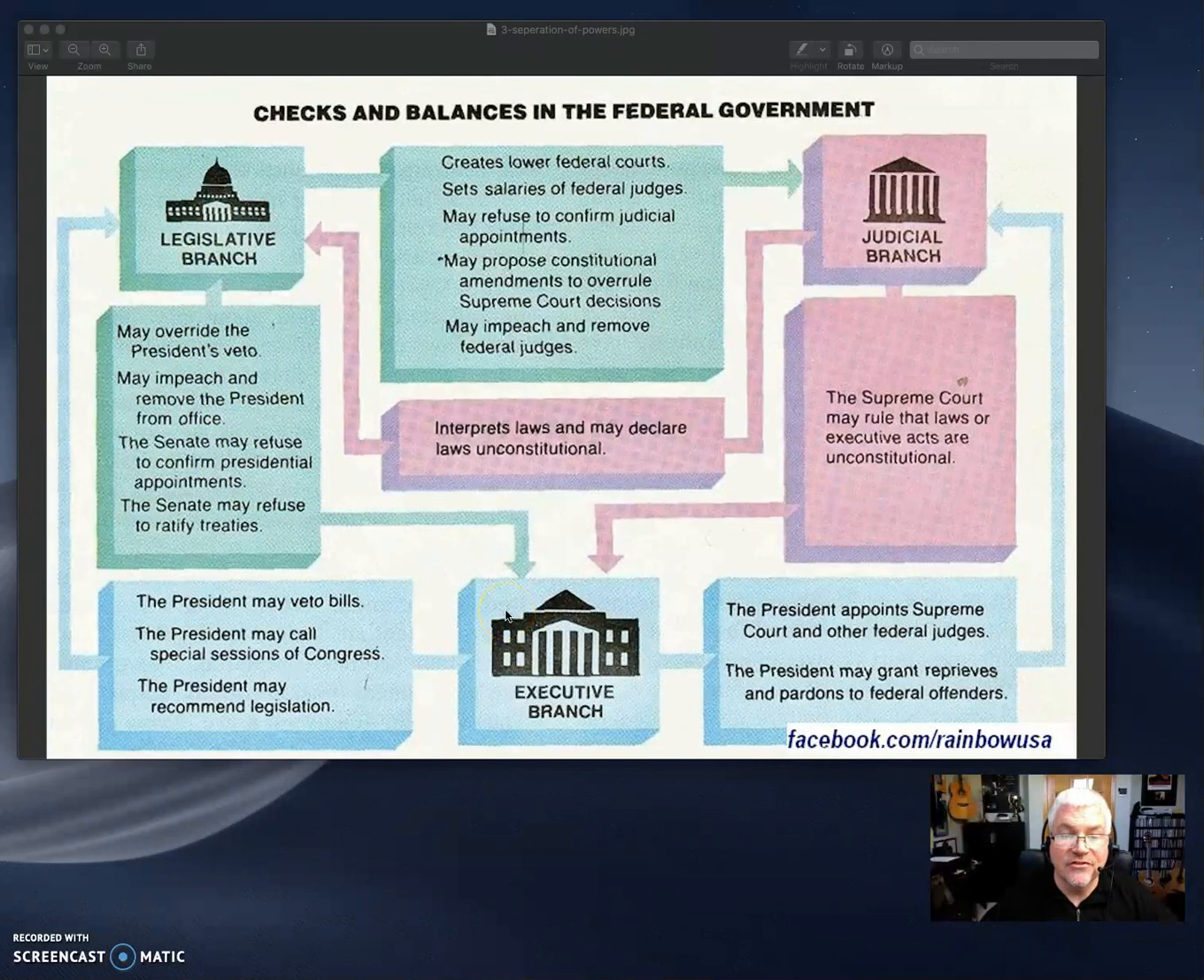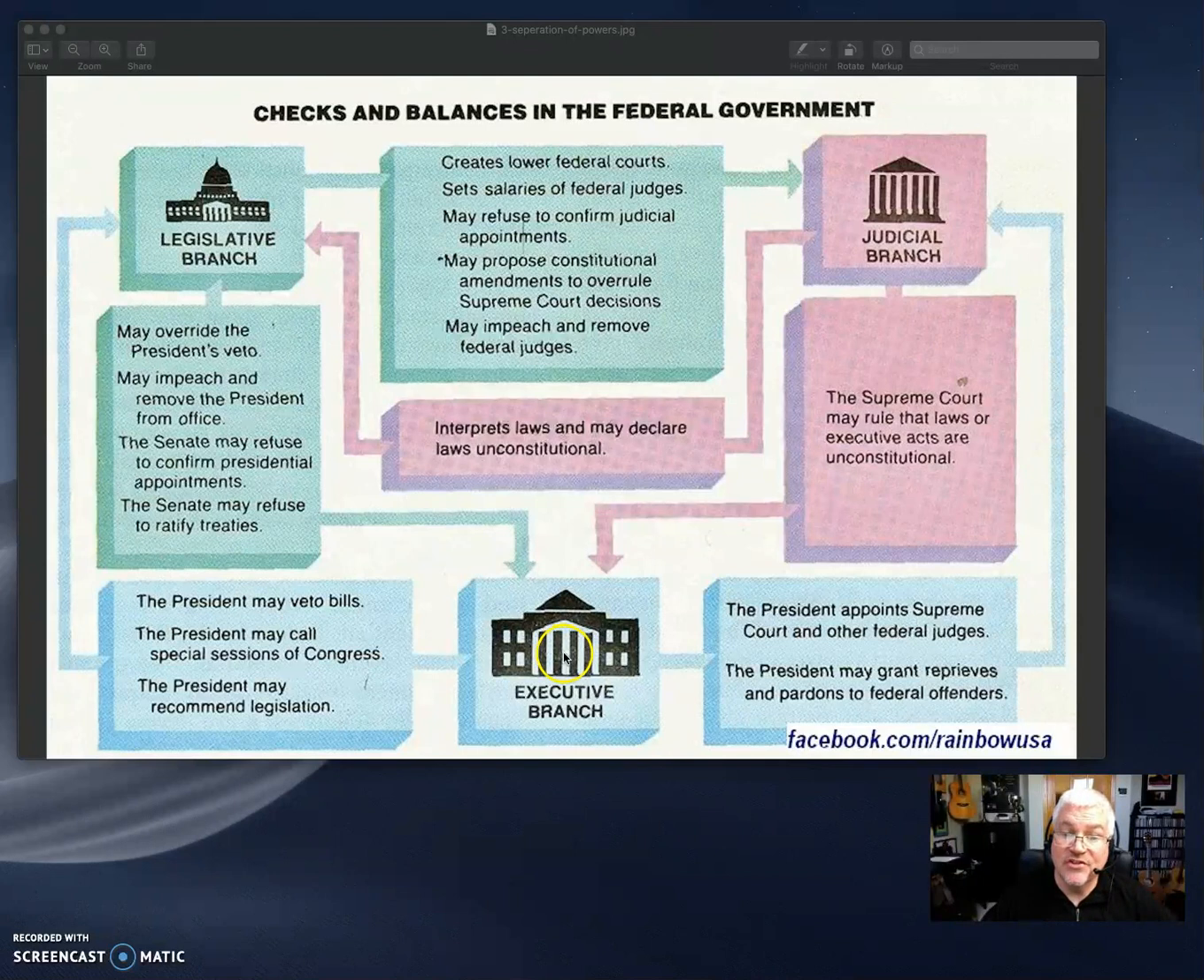Let's look at how the executive branch checks the other branches. Okay? So to do that, we're going to follow the line out of the executive branch box. Here, these are the ways that the executive branch checks the legislative branch. The president may veto laws and bills. We've talked about that. The president can call a special session of Congress, telling them essentially, come back to work. There's stuff we got to do. And the president may and does recommend legislation. The White House has a number of ideas for bills that they want to introduce in the legislative branch. Okay? So that's how the executive branch checks the legislative branch.